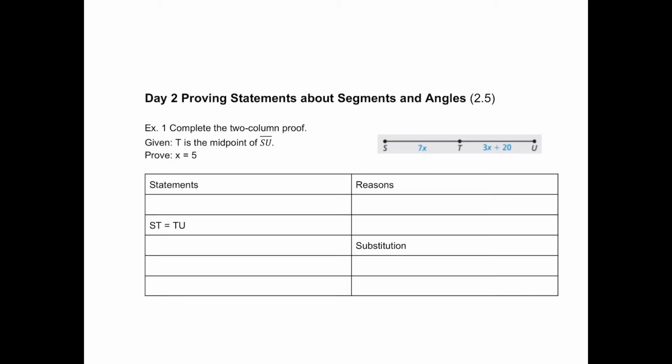Welcome to our lesson video for day 2 of Unit 2 in Geometry. We're going to continue on with some of the same things we were talking about in the previous lesson about how to write two-column proofs. And we're going to be proving statements about segments and angles this time instead of just proving statements about equations.